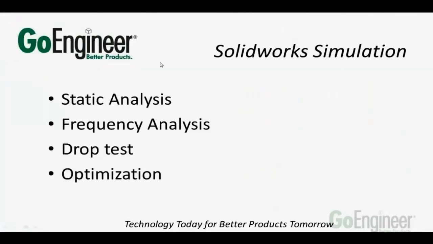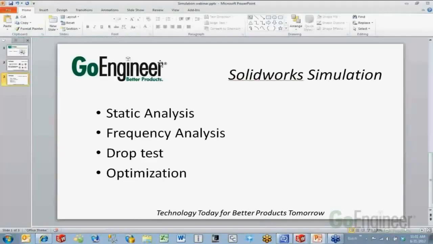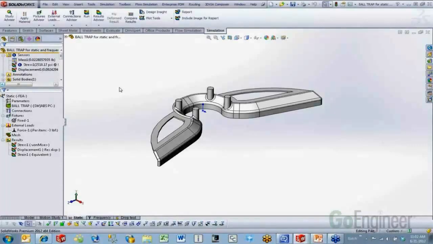What we're going to look at in simulation is we're going to start with the basis of everything, which is just a linear static stress analysis. From there, we're going to look at frequency analysis. Then we're going to look at drop test if you have a requirement for that. And then the last step will be how we can optimize our design. So we're going to look at doing a little bit of stress analysis on this plastic part.